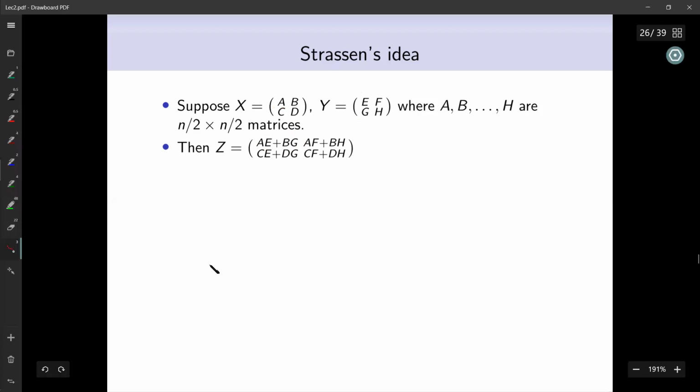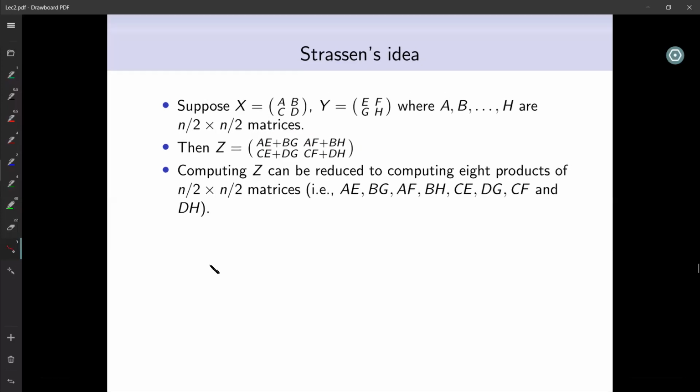So the second entry will be, so this is not an entry, this is a matrix, remember. So it will be similarly AF plus BH and so on. Okay. So now these are four n by 2 by n by 2 matrices together forming an n by n matrix. Okay. So let's do a cost analysis.